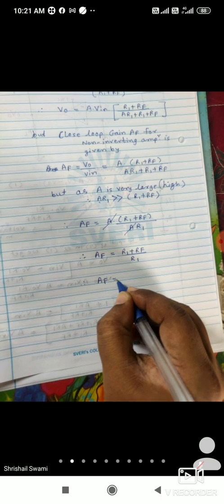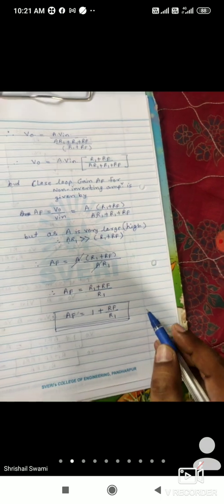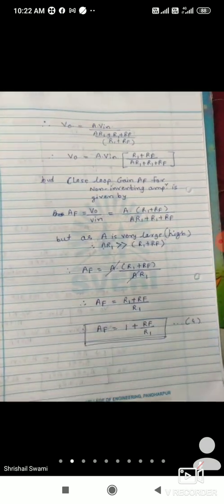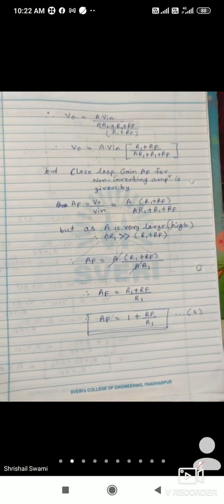Now you can simplify again. So AF is equal to R1 divided by R1 means 1 plus RF divided by R1. So this is the closed loop gain of the non-inverting amplifier. You can give this expression as the fourth equation. So everyone understood the derivation now? Any questions?